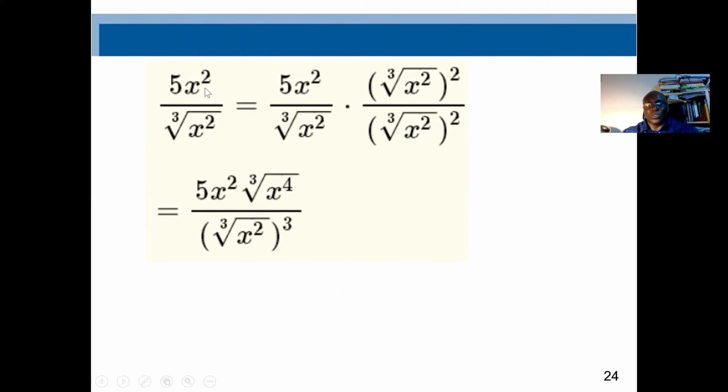We have 5x squared divided by the cube root of x squared. So the goal is to find a way to take the cube root out. Since I have only x squared here, the main goal is to have the same expression, so we have the cube root of x squared, squared. Since what I did at the bottom, I have to do the same at the top. Now, when we combine, this is what we get. Then we can see that the 3 will cancel 1/3. We get x squared down.